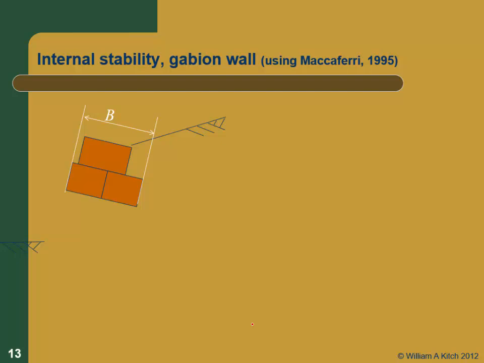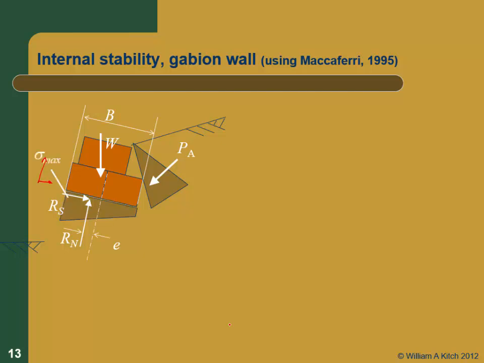The nomenclature they use, they talk about B, and when they say B, it's the width parallel to the interface. It's not the horizontal B. It's the B parallel to the interface. We've got the active earth pressure and a weight acting there, and then we're basically going to operate in this direction because it's convenient to operate in the direction along the angle of the interface.